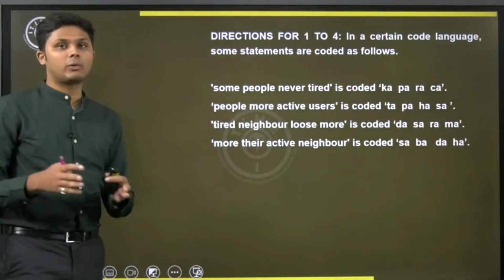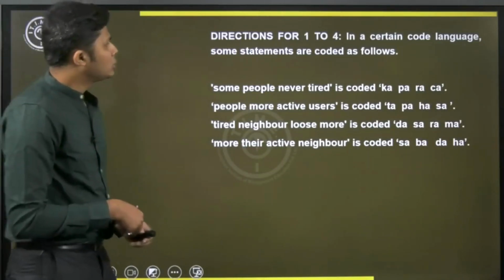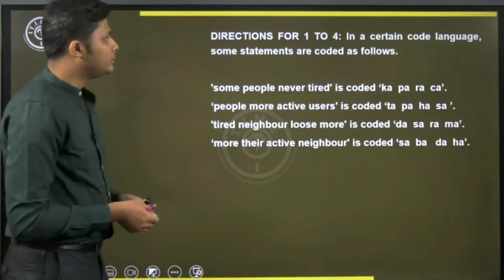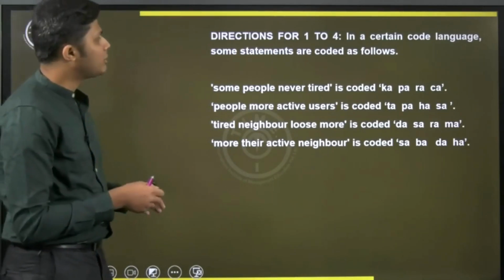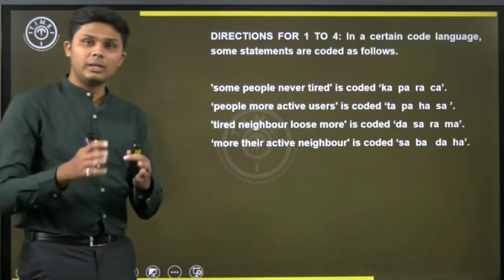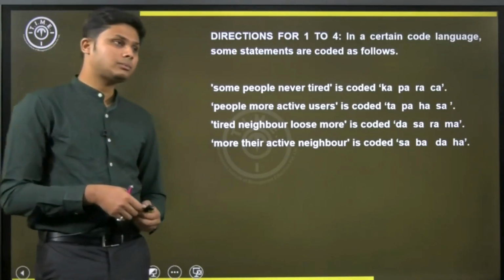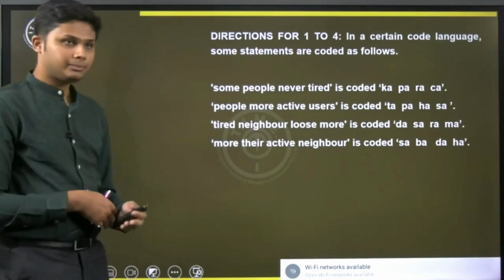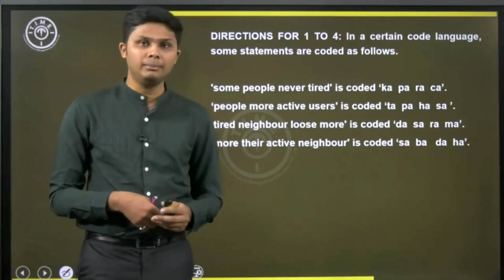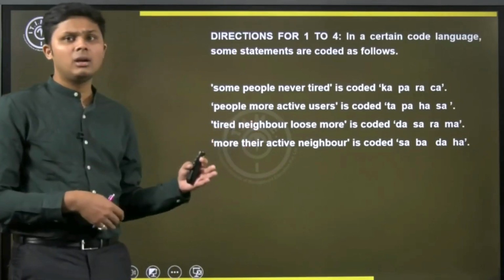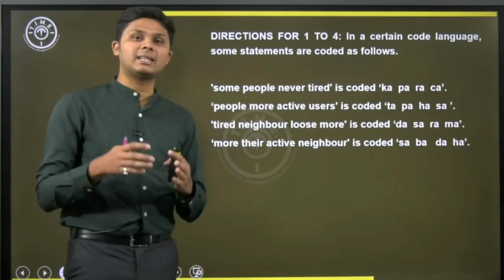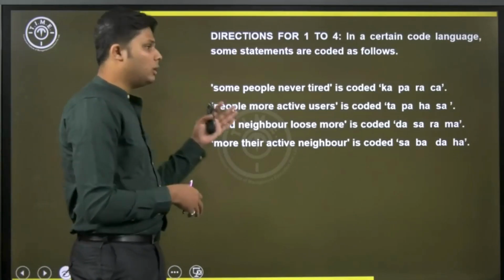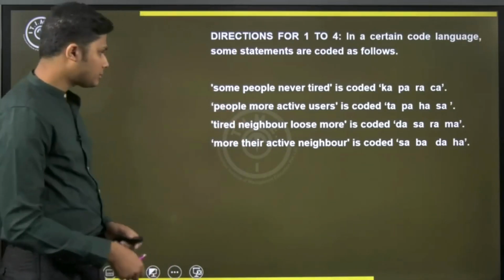And now let's look at the questions. Directions for 1 to 4: in a certain code language, some statements are coded as follows. In this type of question, we compare one or more statements which have common words between them, compare them with the common codes between them, and assign the respective code for each word.